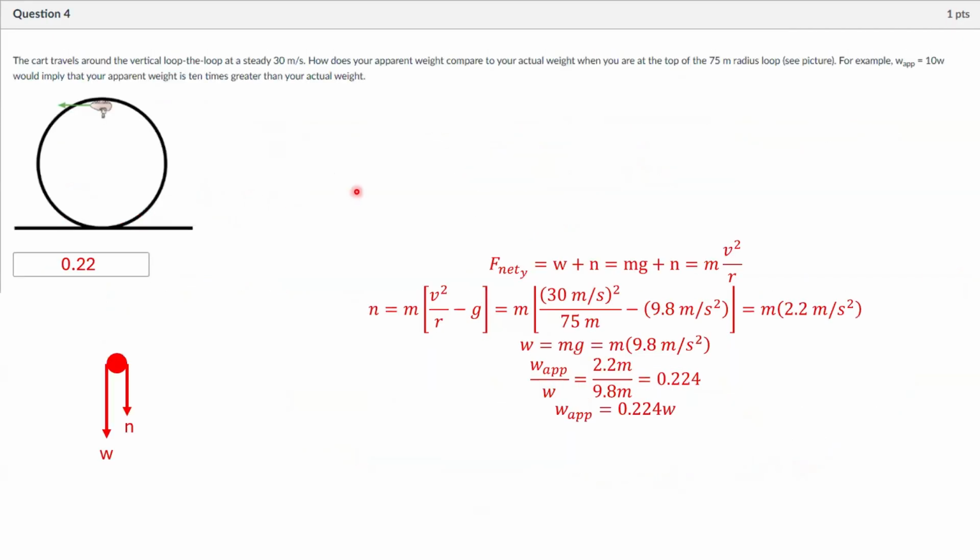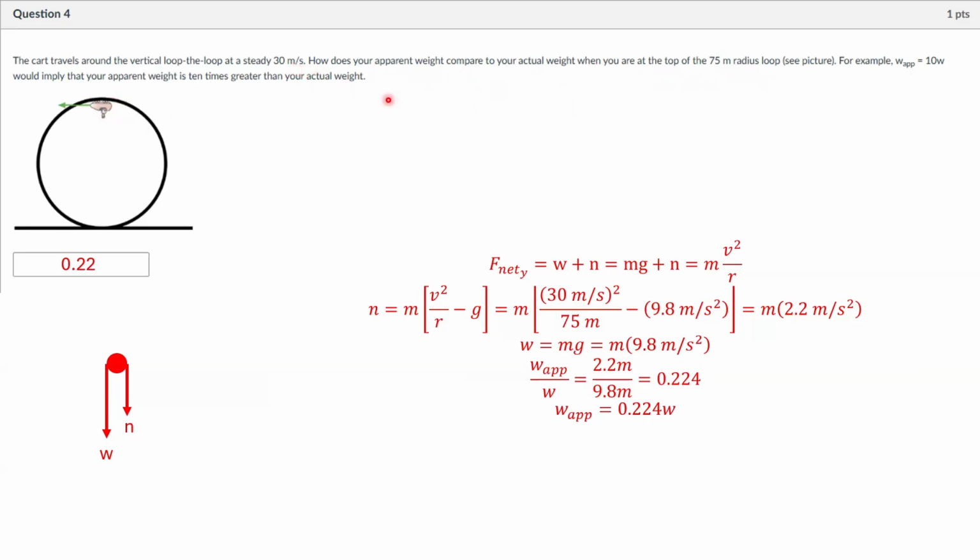Question 4. A cart travels around a vertical loop-the-loop at a steady 30 meters per second. How does your apparent weight compare to your actual weight? We had to remember that apparent weight and weight are different things, otherwise we wouldn't need the adjective in front of the noun, right? You already have weight, so why describe it with an extra word? It must be something different. Apparent weight is the contact force responsible for supporting your weight. How does that compare to your actual weight when you're at the top of the loop, and the loop has a 75-meter radius?